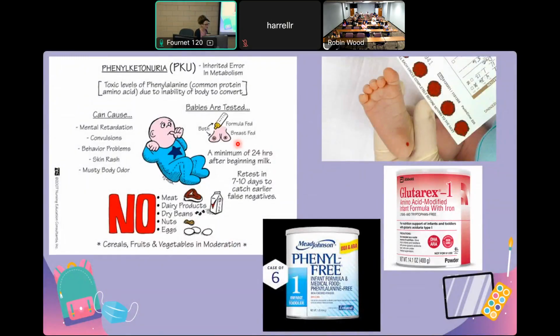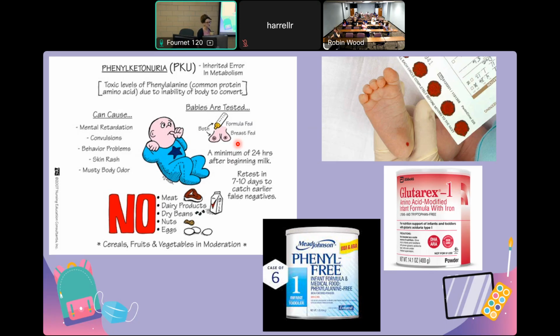So again, PKU, phenylketonuria. This will be our exemplar. The big thing with this is no protein: no meat, no dairy, no beans, no nuts, no eggs. So, what can they eat? Cereals, fruits, and vegetables. Not protein. So then, we said diet modification is going to be huge in babies.